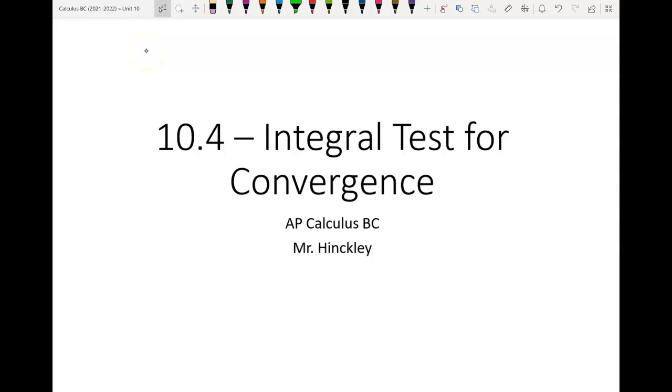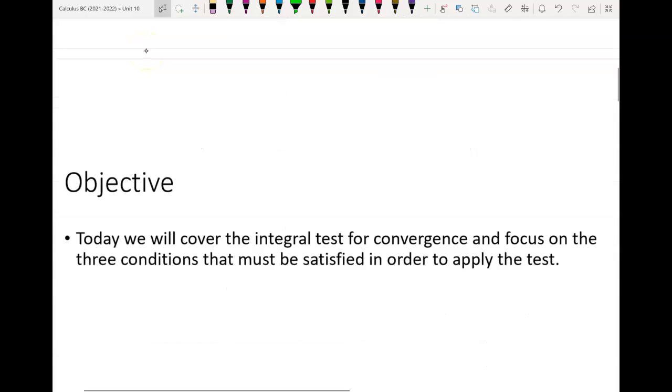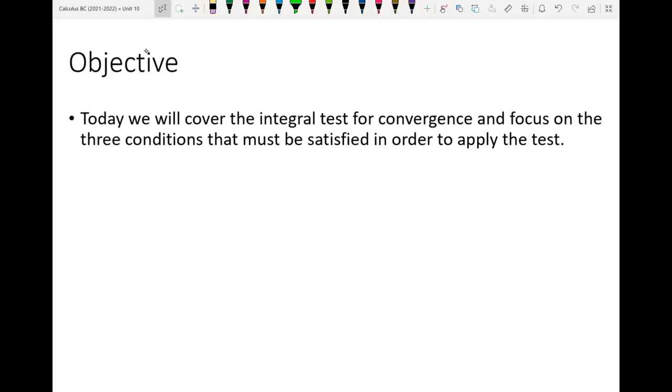So 10.4, integral test for convergence. Our objective today is to cover the integral test for convergence, and what we want to focus on is that there are three conditions that must be satisfied in order for us to apply the test. We're going to look at those three conditions and check how we can make sure they're satisfied. Once we are certain that they're satisfied and we can apply the test, then we'll apply the test.